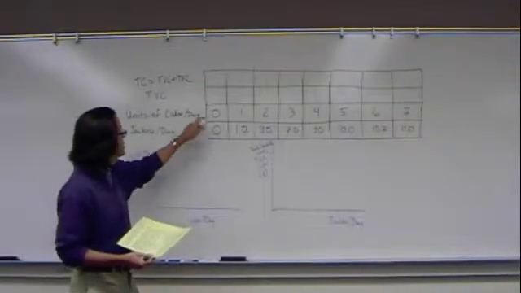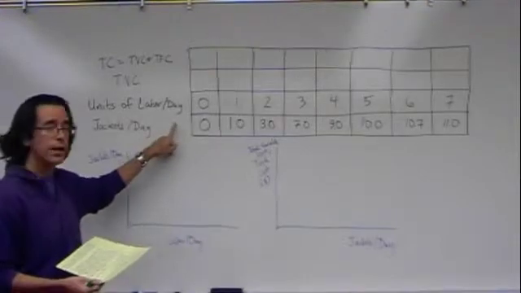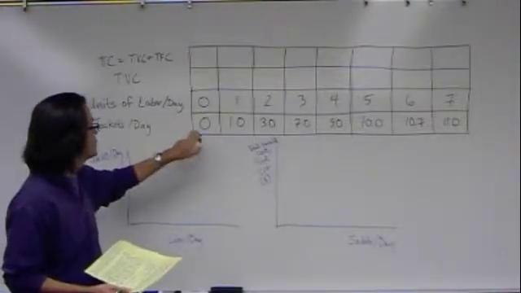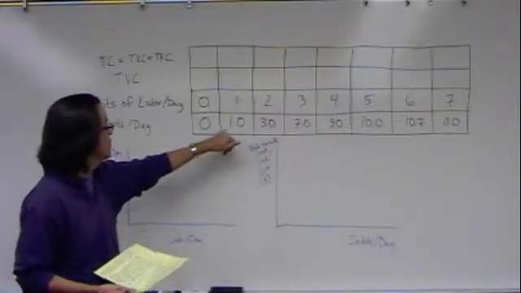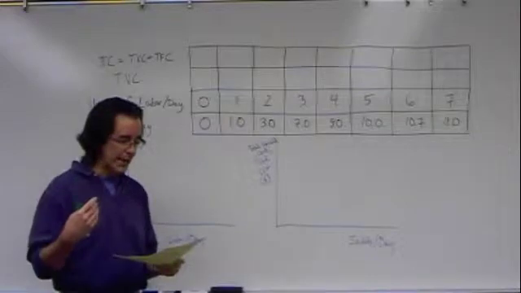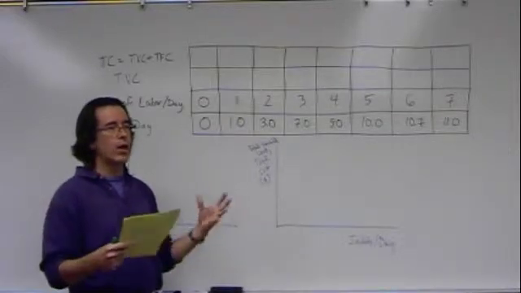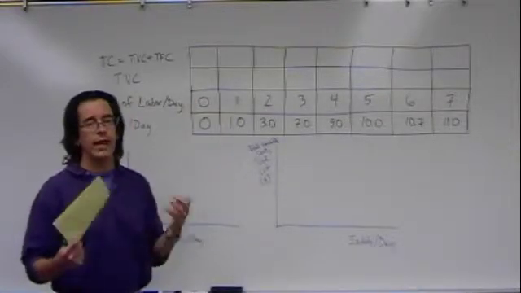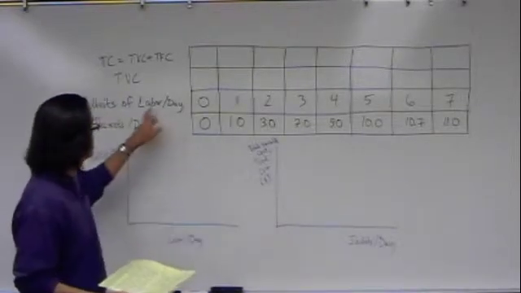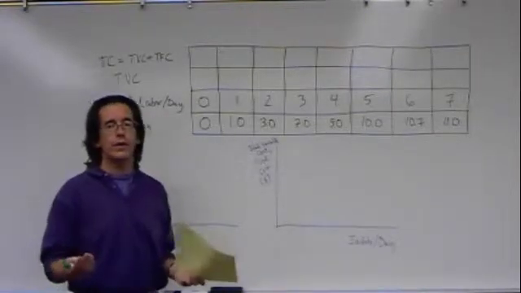We looked at units of labor per day and the number of jackets per day that were produced. So we had 0 units of labor, 0 jackets, 1 unit of labor, 1 jacket, etc., all the way through 7. Okay? So the next step is to say, how do we go from here and generate the cost side of it? Again, what we're starting with is the amount of labor.